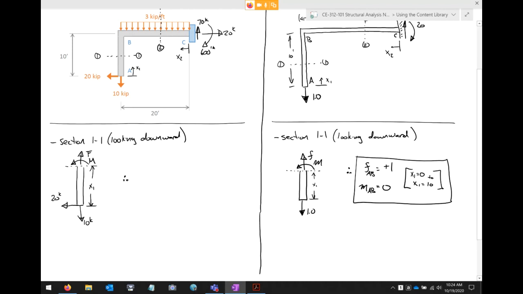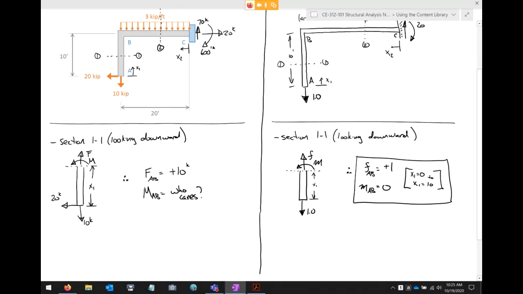Now, let's do this one at a time. You stole my thunder, Mr. Blizzard. You're exactly right, though. Let's deal with F. If I have 10 going down, FAB is positive 10 going up. And then to respond to what Mr. Blizzard said, he's absolutely correct. The answer for moment AB is who cares?